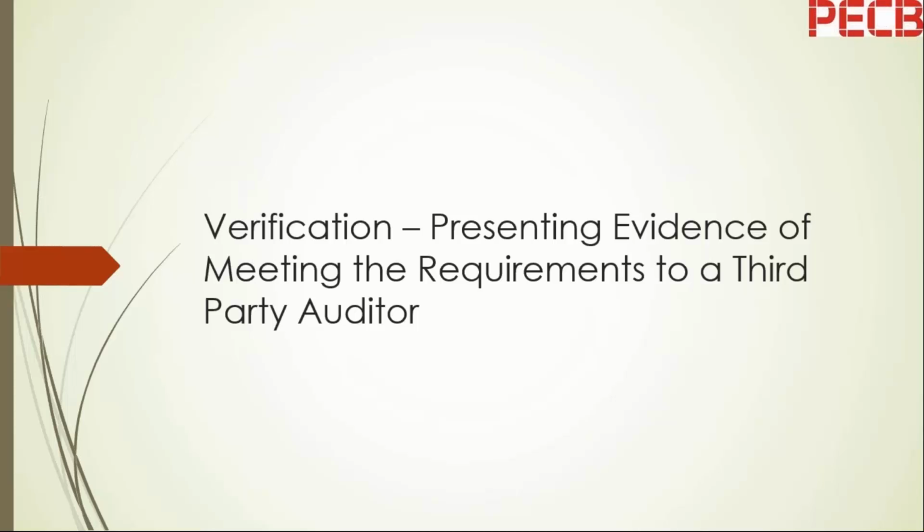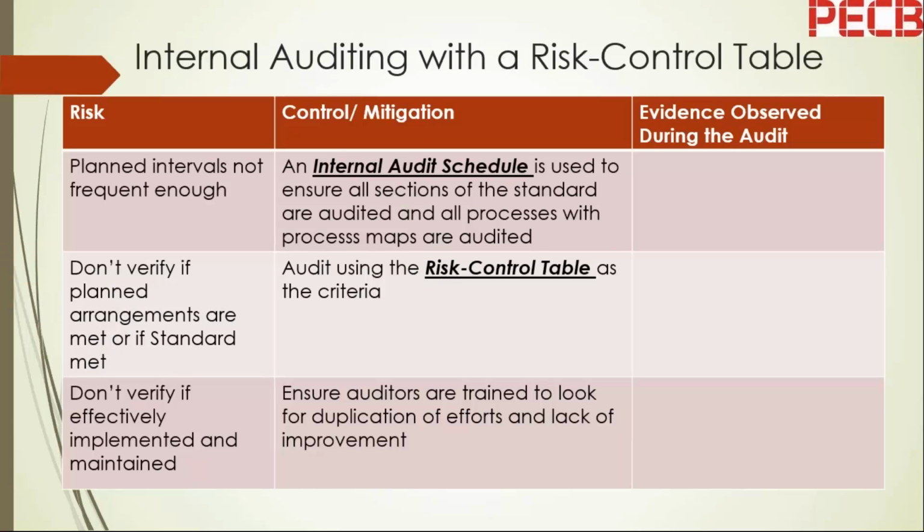So let's talk about one more subject. What is the minimalistic approach to auditing the ISO 9001 2015 standard? If I were in your organization, I would put on my risk control table the risk, I'd put the control or mitigation, and in the third column, I would put the evidence observed during the audit, and this is where my notes would be, and this is how I would audit the system.